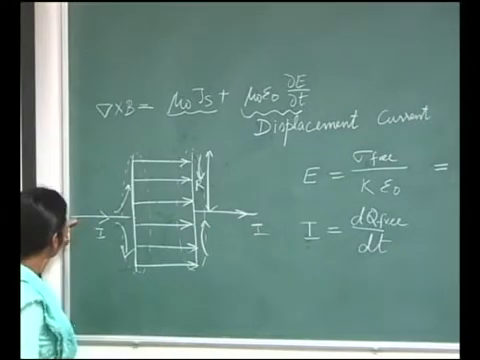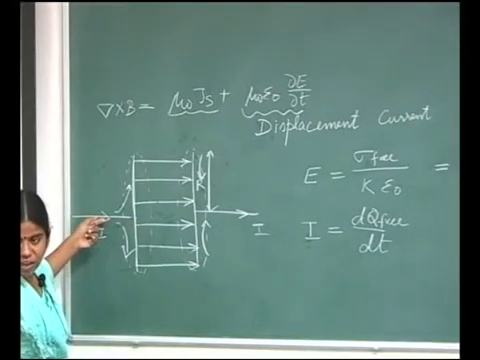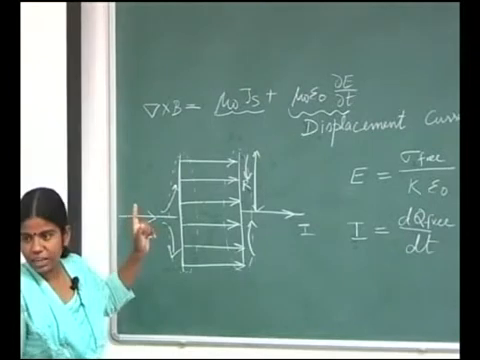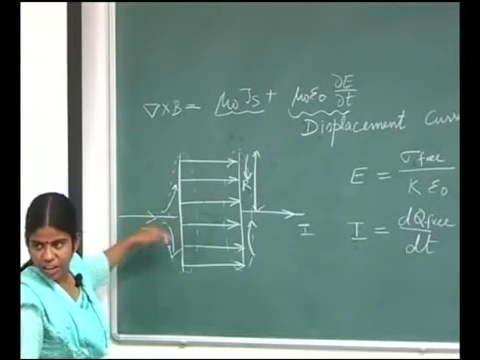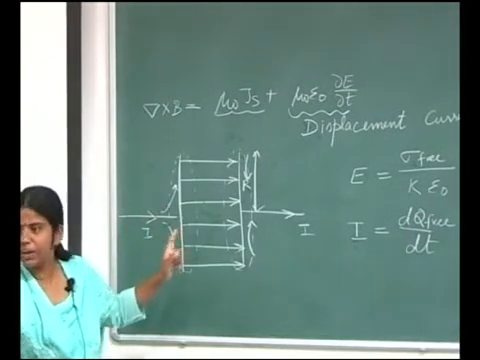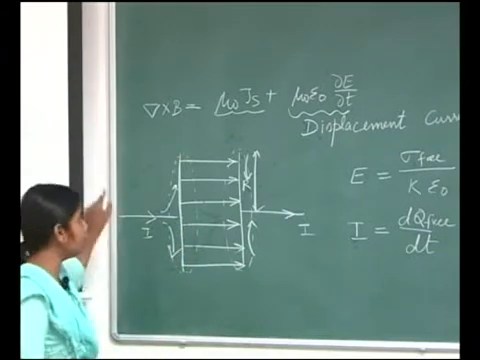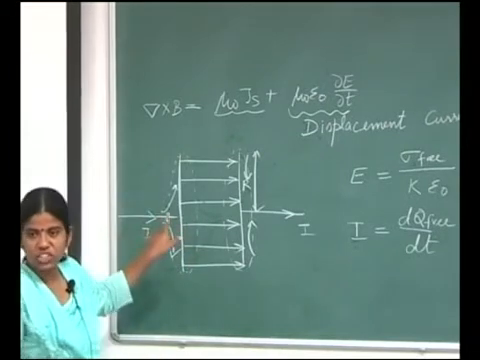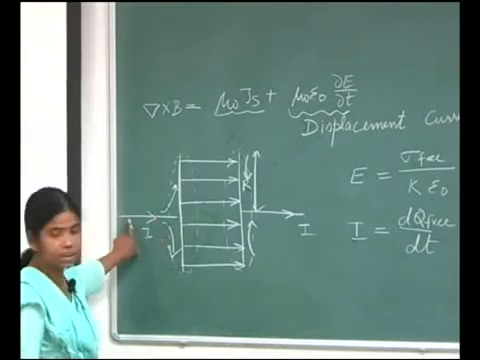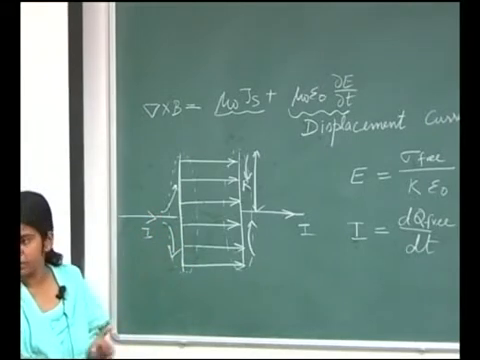I know that here is a current. So, if a conductor is carrying a current, there is a magnetic field. In the near vicinity of this conductor, there will be a magnetic field and I can calculate that magnetic field from Ampere's law. Any current carrying conductor will have an associated magnetic field.